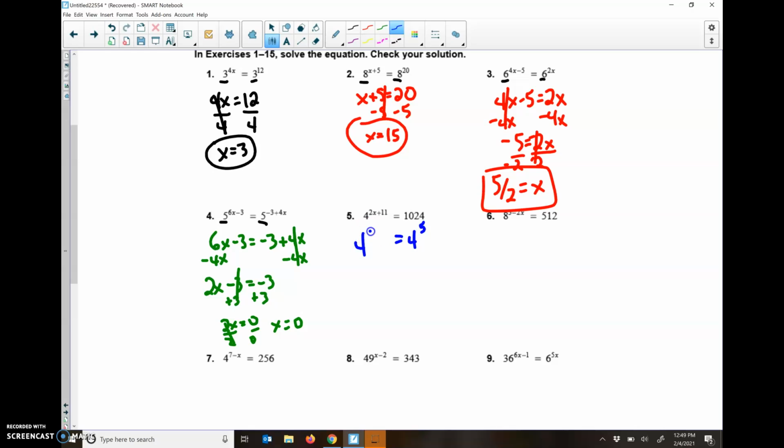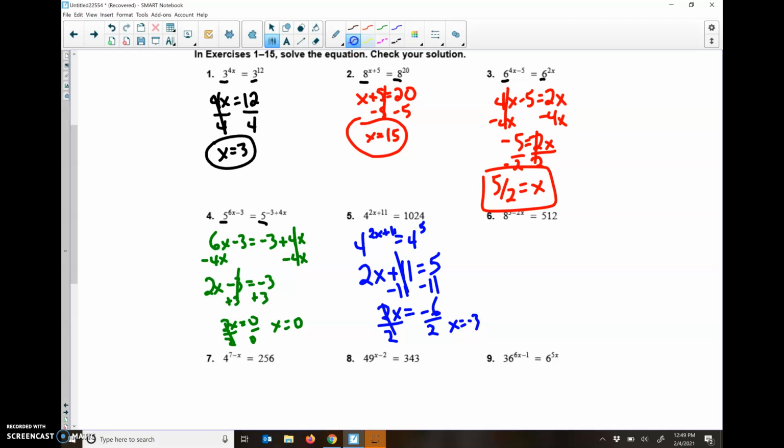And then over here, I didn't have to change anything. I still have 4 raised to the 2x plus 11. So now I'm just going to set, again, my exponents equal to each other and solve for those since they have the same base. So 2x plus 11 equals 5. So subtract 11 from each side and get 2x equals negative 6. Divide by 2, and we figure out that x equals negative 3.